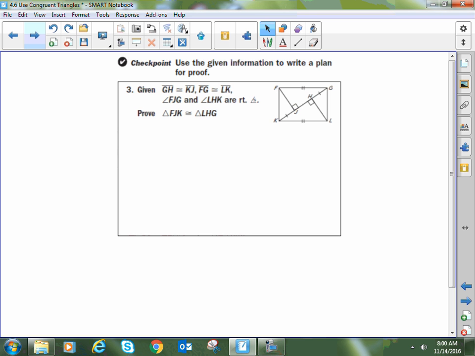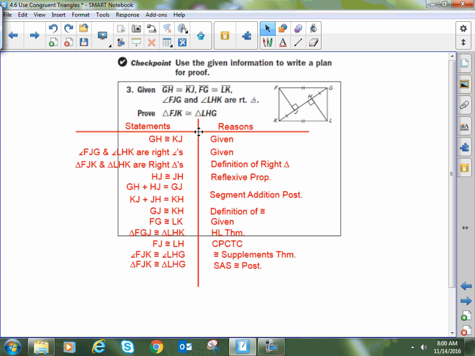Okay, so let me just go ahead and pop my proof up here on the board because it is a little bit long. Taking the given information for the sides and the angles, I'm just going to start with those. Then I'm going to be able to say that triangle FJK and LHG are right triangles because if a triangle has a right angle, that's the definition of a right triangle. Then I can say HJ and JH are the same because of the reflexive property.